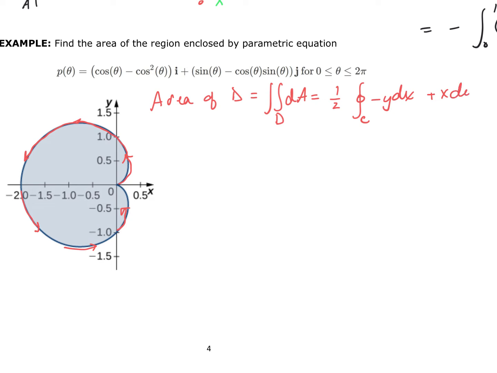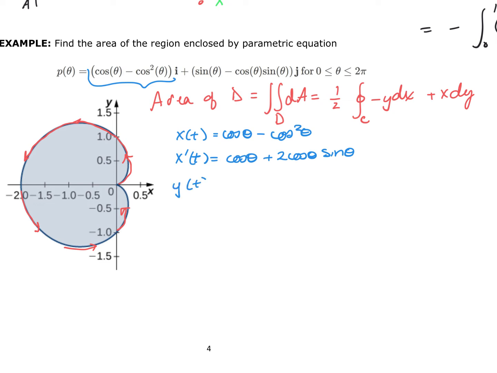So what we want to do then is figure out what x dy is, and figure out what negative y dx is. Well, x of t must be equal to this because it's in the x position. That's going to be equal to the cosine of theta minus the cosine squared of theta. So then x prime of t must be equal to negative sine of theta plus 2 times cosine of theta times sine of theta.